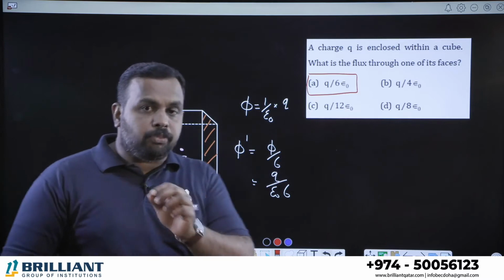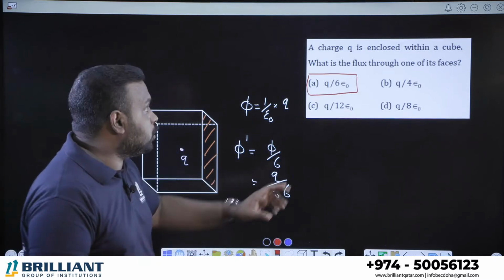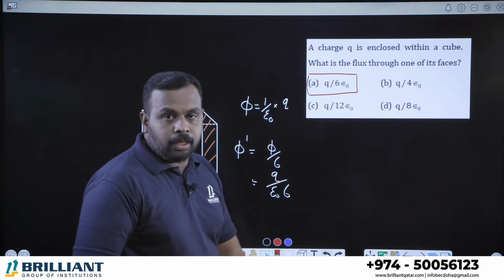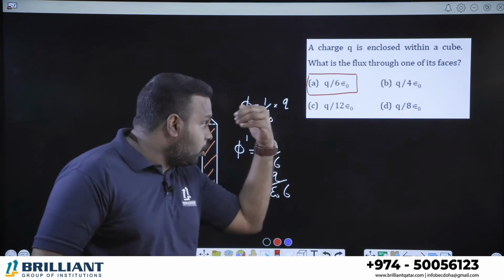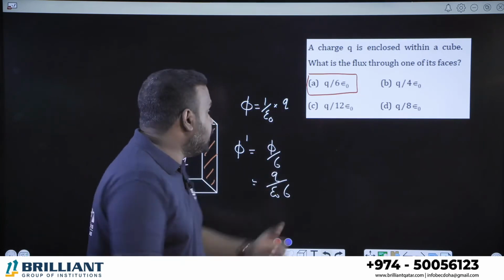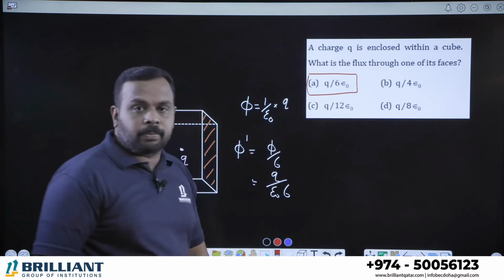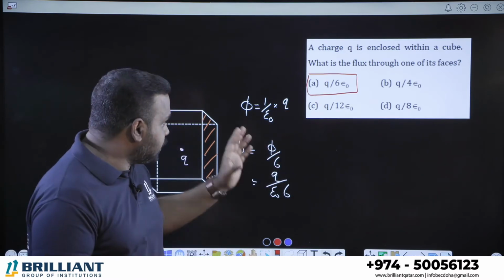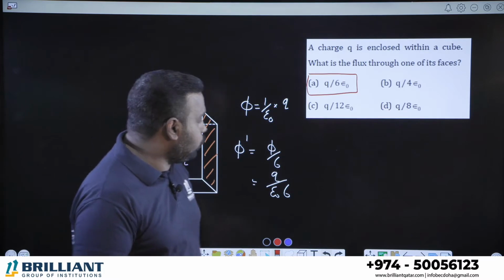So you have to be careful while answering this question. Sometimes the question will be what is the flux through the cube? Only flux through the cube. So if they are not mentioning flux through one face, the answer will be Q by epsilon naught only. Okay, so I think it's clear. So we are going to the next question now.